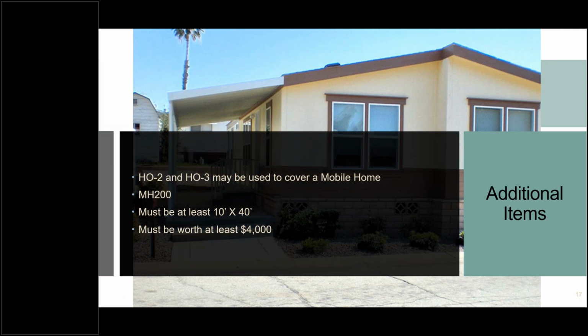Some other items you want to know? If you own a mobile home, you can get the MH2 endorsement, the MH200 endorsement, and you can add it to an HO2 or HO3. That means an HO2 or HO3 may be used to cover a mobile home, not an HO5. So you cannot cover a mobile home with an HO5. Right? In order to be covered as a mobile home or manufactured home, depending on the year built, it must be at least 10 feet by 40 feet, single wide, and it's got to be worth at least $4,000. If it's smaller than that, we won't cover it. Right?